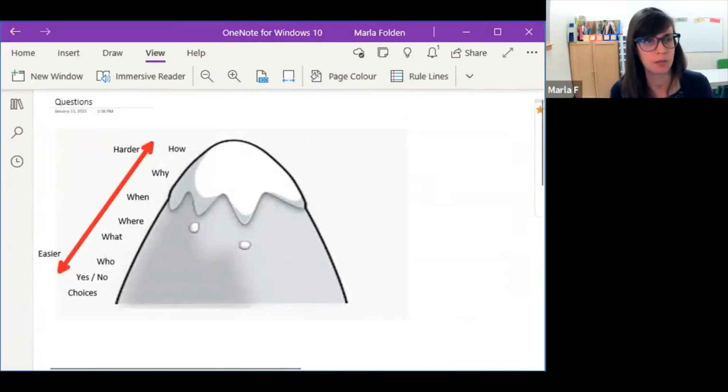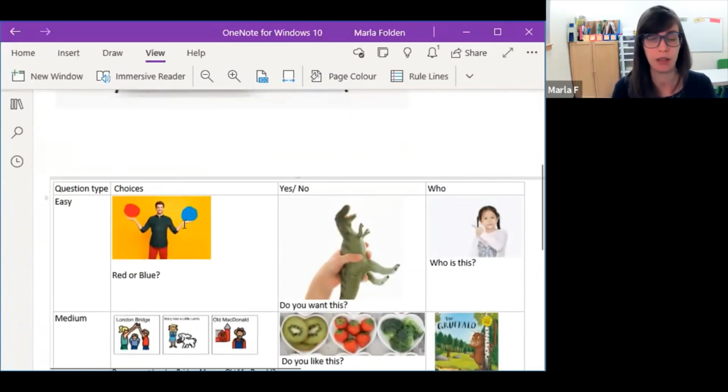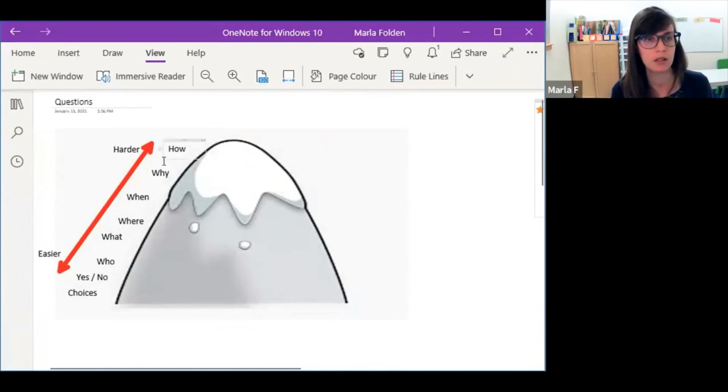I hope that this helps explain sort of how we rank questions and how we start working on questions. I would recommend, if you want to work on questions, starting down here with something that your student is going to be successful with. Choices, again, remembering that the easiest form of choices are actual concrete things. And then working your way up. This often takes a matter of months to years. So this is not a process that's learned quickly for any person, including typically developing people. This takes a long time. So in particular for our students with Down syndrome, we need to be very explicit about it. And the way that we are explicit is by adding visuals.